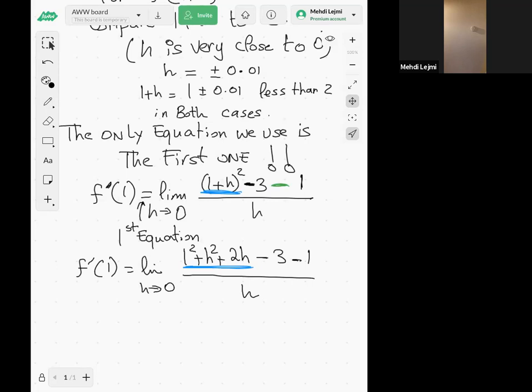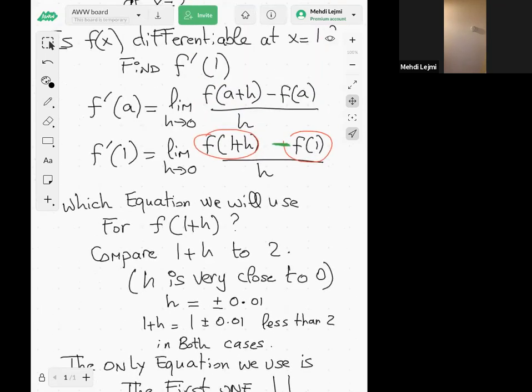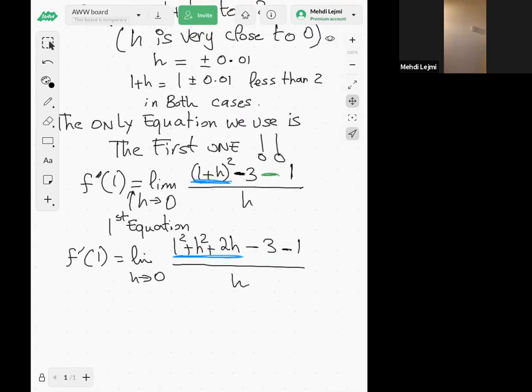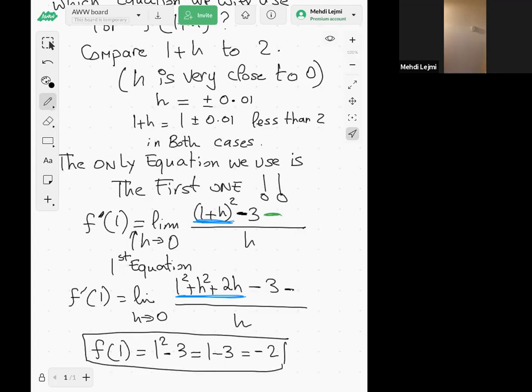Sorry, I said we use the second equation for f of one, but it should be the first equation, since x is less than 2. So what's f of one, guys? I forgot to compute f of one. We use the first equation: it's one squared minus three, so it's one minus three, which is negative two. So f of one is actually negative two, and here it should be minus negative two.